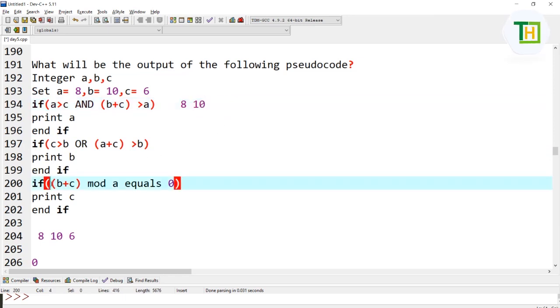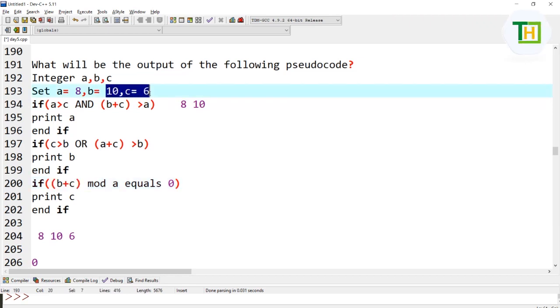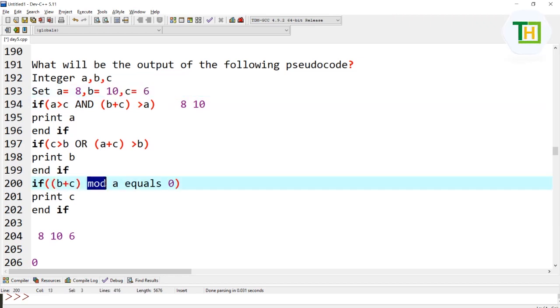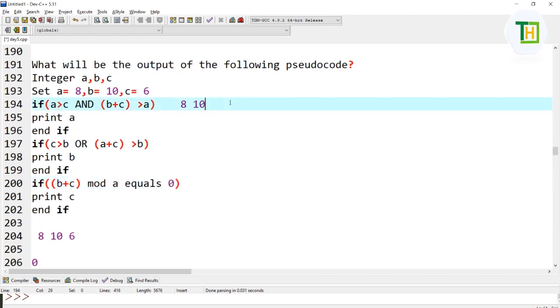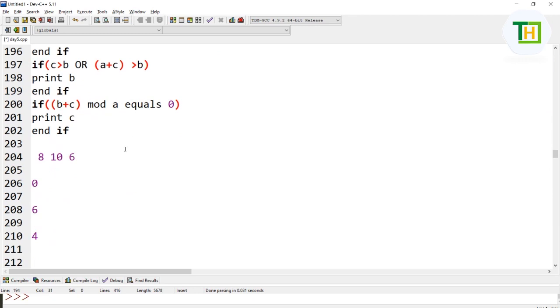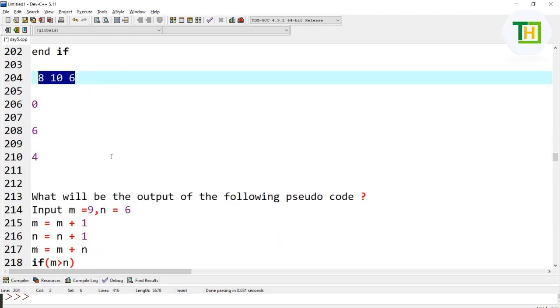And moving into this statement, B plus C. B plus C means 16. 16 mod A. That means what is the remainder? 16 divided by 8, what is the remainder? Does it equal 0? Yes. Then I have to print the C value also. Then the answer is 8, 10 and 6.